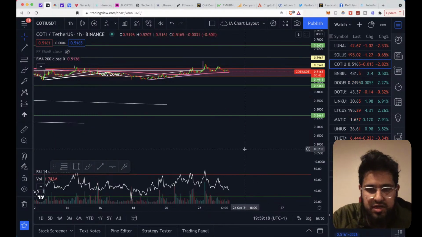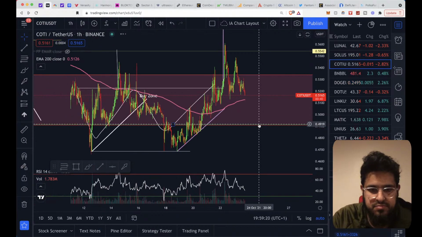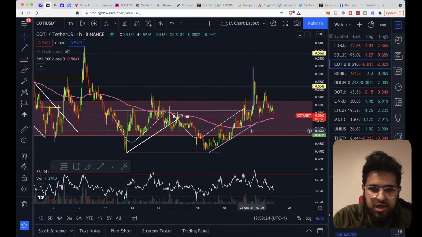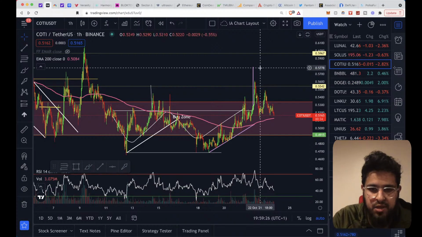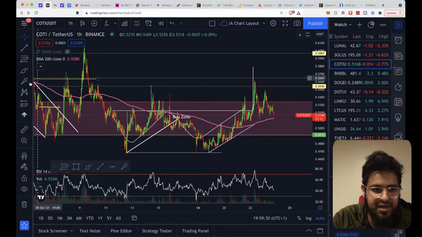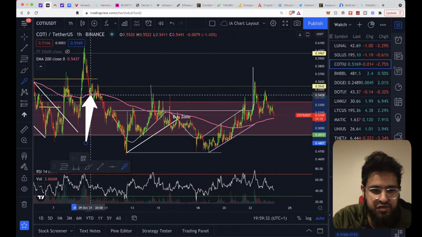Let's take a look at hourly. No, we're fine. We're still fine on COTI. I wouldn't call that a dump. I mean, we went quite far up here, almost reached our price target. We got sent down by the resistance level here, guys. This is really tough resistance for COTI.